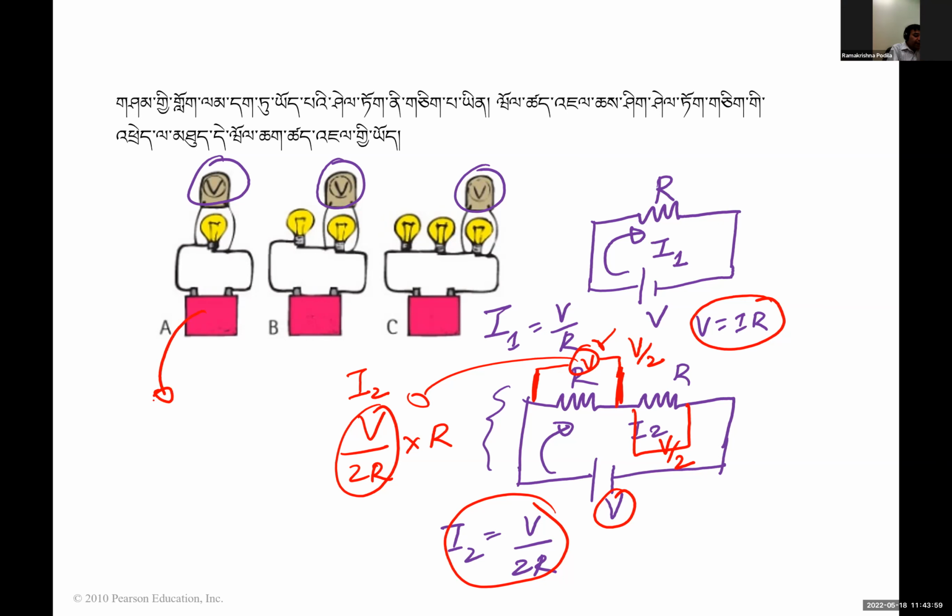So imagine this battery has 30 volts. What would you read here on this voltmeter?